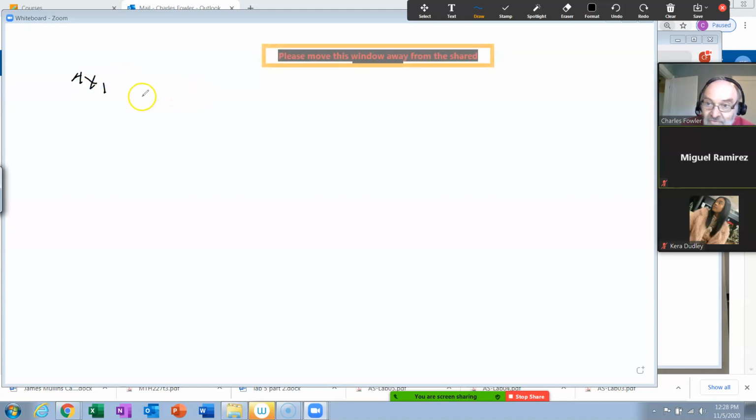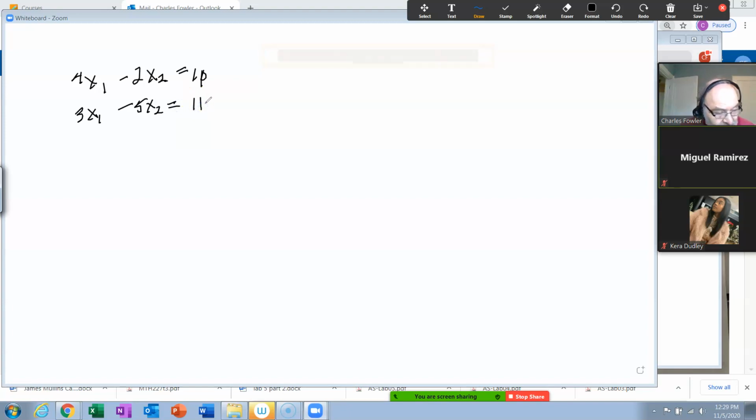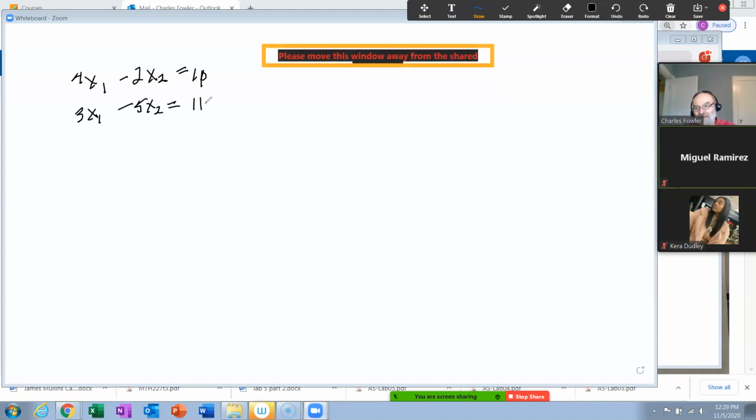4x1 minus 2x2 is equal to 10. 3x1 minus 5x2 is equal to 11. Two equations, two unknowns. Now, if you wanted to eliminate the way we did, it's sort of a pain in the neck because you have to multiply the top equation, say, by 5 and the bottom equation by -2 or something like that, and it gets to be some pretty big numbers. But let's just do it Cramer's rule.